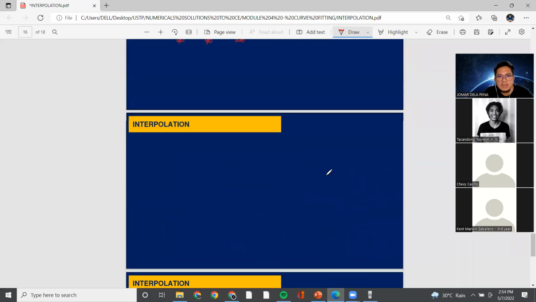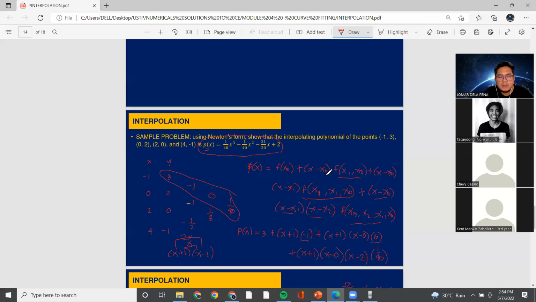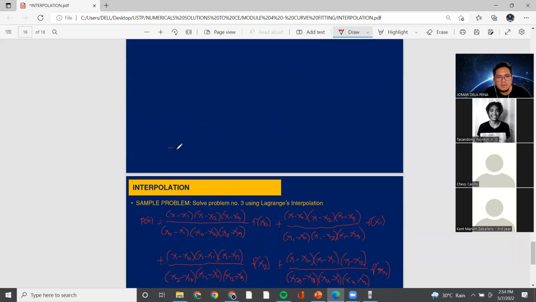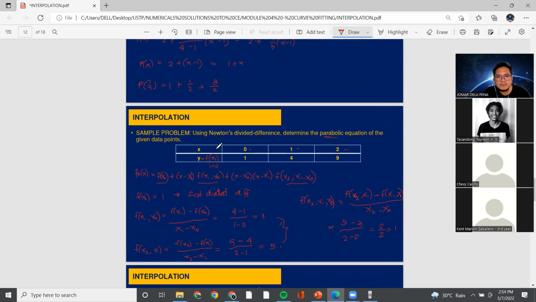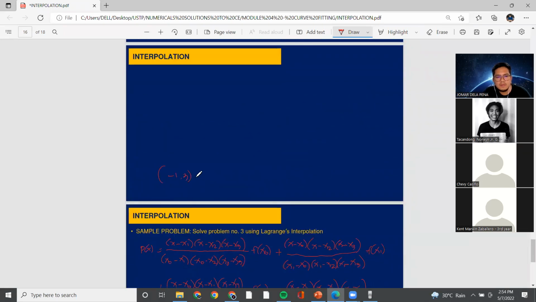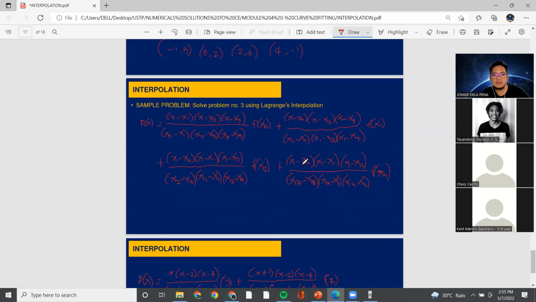No, makita ra ninyo diri nga points, no? Isulat na lang nato balik ang points. Negative 1, 3, 0, 2, 2, 0, and 4, negative 1. Para din tayo sa sakas taas.